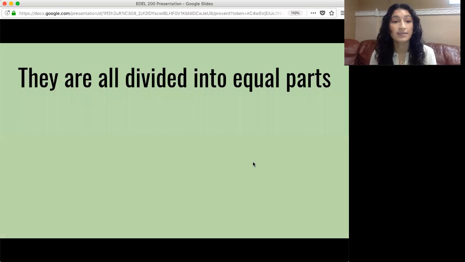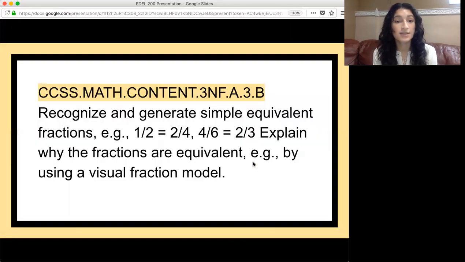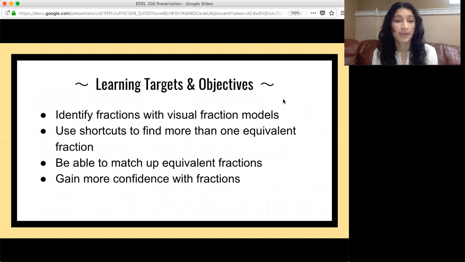Okay, so hopefully you've discovered that they're all divided into equal parts, and these can be known as different types of fractions. So the Common Core State Standard is shown above, and this says that we will recognize and generate simple equivalent fractions like 1/2 equals 2/4 and 4/6 equals 2/3. And we will explain why the fractions are equivalent by using a visual fraction model. And there will be several visual fraction models that we will see and practice using today. And our learning targets and objectives will be identifying fractions with visual fraction models, use shortcuts to find more than one equivalent fraction, and be able to match up equivalent fractions, and we'll all gain more confidence with fractions.